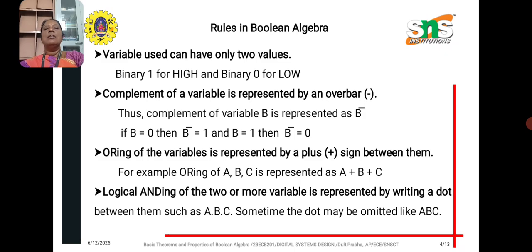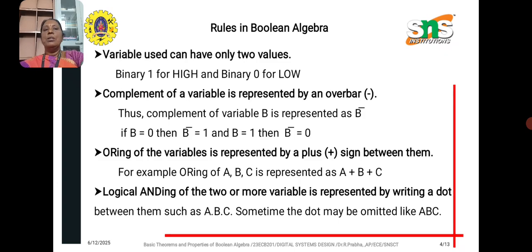And there are certain rules in Boolean algebra. We will see one by one. The first one is that a variable used can have only two values. As we know, binary logic has 1 for high and binary 0 for low.